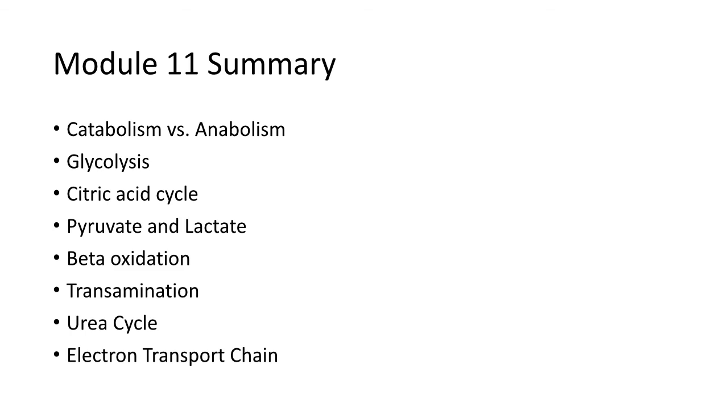So, what we've talked about in Module 11, the difference between catabolism and anabolism, the glycolysis cycle by which glucose is broken down into pyruvate. Pyruvate enters the citric acid cycle via acetyl-CoA. Pyruvate can also be converted to lactate. Fatty acids are broken down via beta oxidation, and amino acids broken down and reutilized in transamination, which enter into the urea cycle. And the last item we talked about was regenerating those energy storage molecules using the electron transport chain.